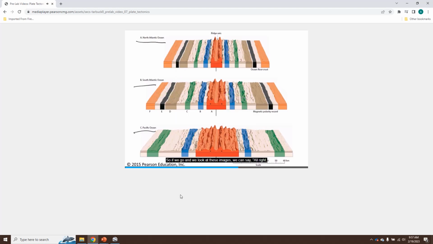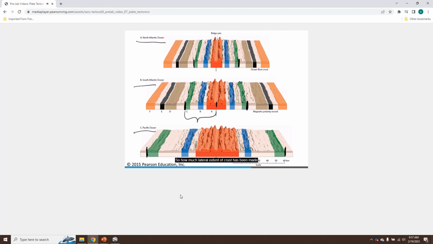So if we go and look at these images, we can say, all right, that is 2 million years ago, that is 2 million years ago, and so on, and that's 2 million years ago. So we've got 6 locations where we know the exact age of the crust just for that one period of time. What we need to do now is say, all right, everything between that 2 million years ago and the center of the ridge today, which is 0 million years old, has been produced in 2 million years.